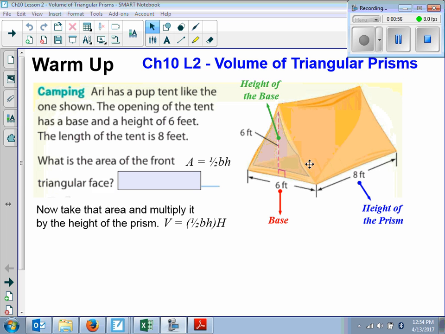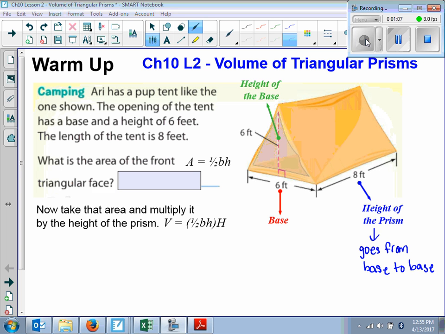You need to know that the height of the prism goes from one of the congruent bases to the other congruent base. Is everybody clear? Please make sure you write that down. The height of the prism goes from base to base, and that is on any prism, rectangular or triangular.